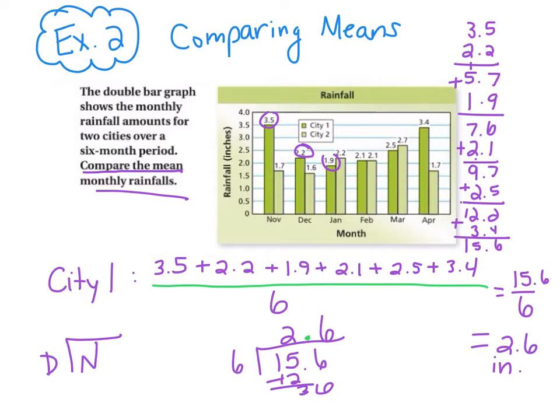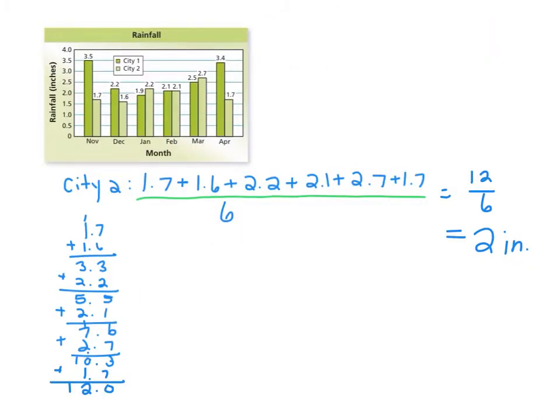And now we're going to follow these same steps for City 2. So take a second to organize and see if you can come up with the work for City 2, and then we'll compare those averages. So after finding the mean for City 2, you'll notice that all of these data values for the light green add up to equal 12. Down here with decimals it was 12.0, but we know those are the same. And then divide that by 6 and you would get 2 inches.